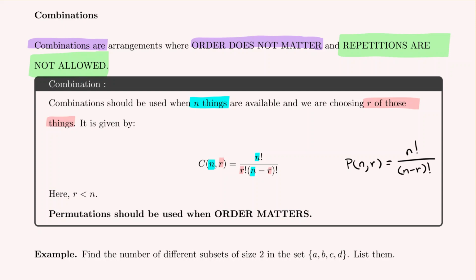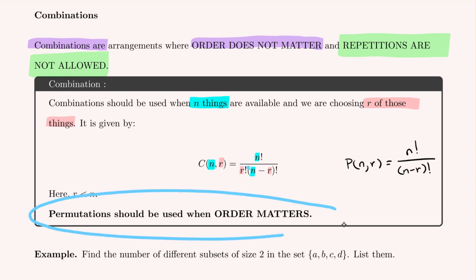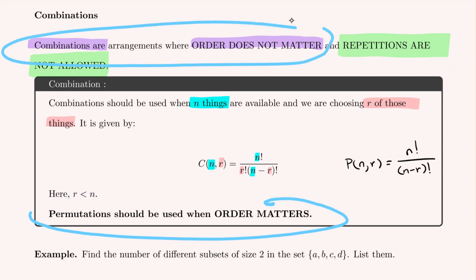So the main difference between the permutation formula and the combination formula is the combination formula has this extra term in the denominator where we have the same term below, but then we multiply it by the new factor of r factorial. So keep in mind the difference. Permutations are when order matters, whereas combinations are when order does not matter.